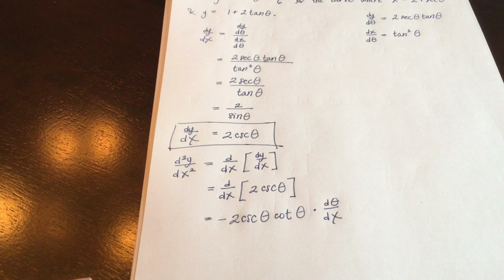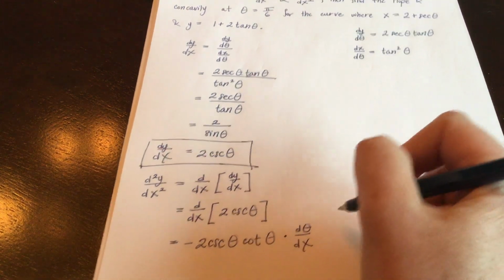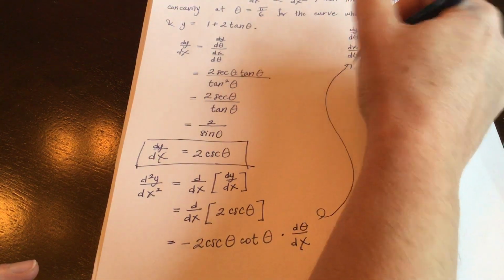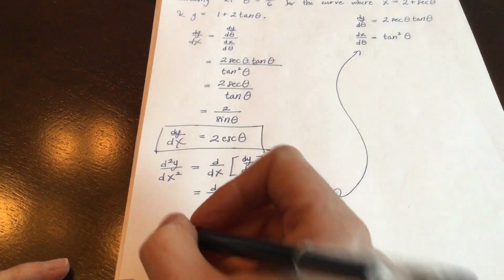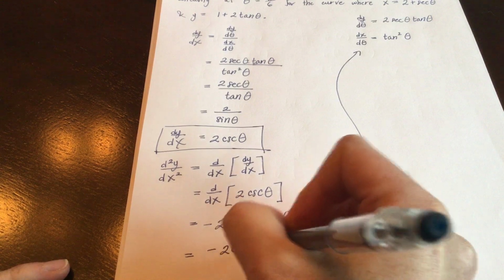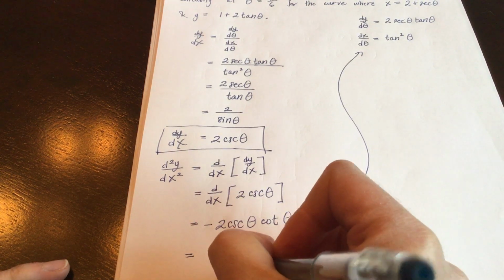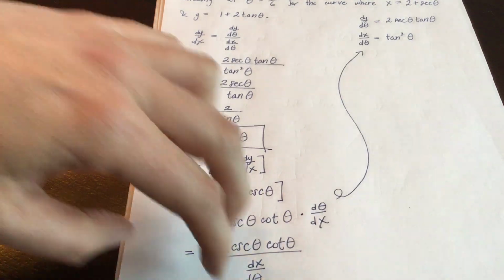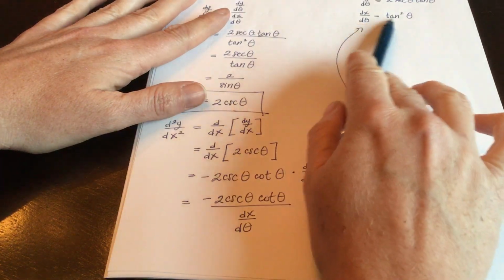Now, what is d theta/dx, you ask? I could tell you, but I'd rather that we do the opposite of flip and multiply, and I just want to point out that we know what dx/d theta is. And so I'm going to rewrite this as negative 2 times cosecant theta times cotangent theta divided by dx/d theta. So it's the opposite of flip and multiply. It's flip and divide.